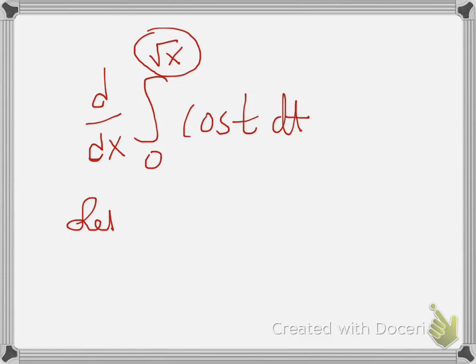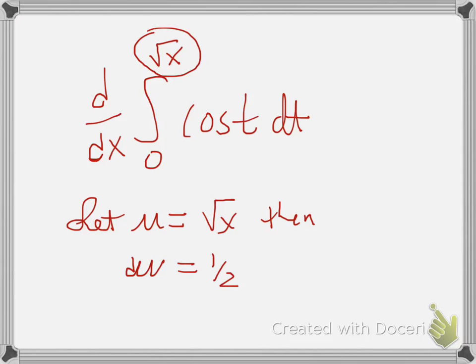So let's perform a lovely little u substitution. Let's let u equal root x. Then du would equal what? 1/2 x to the negative 1/2. Okay, bear that in mind. Now, what we can do is re-express the original, meaning let's try and differentiate with respect to u instead.